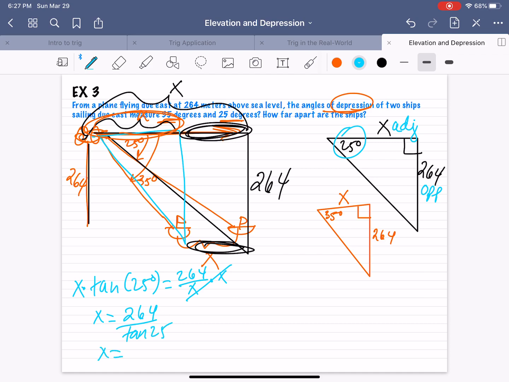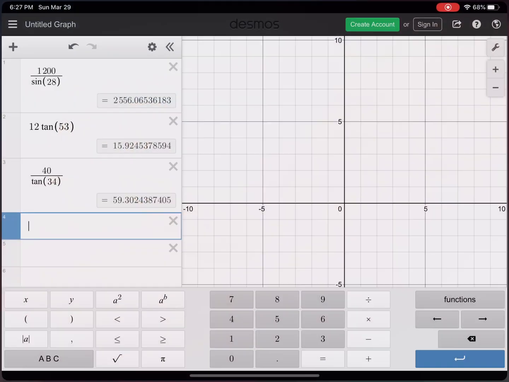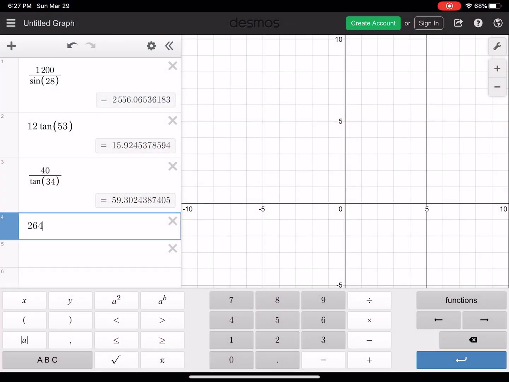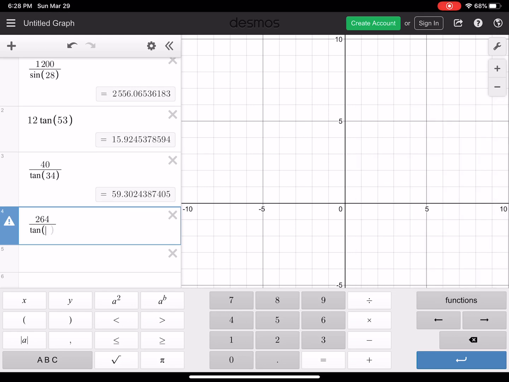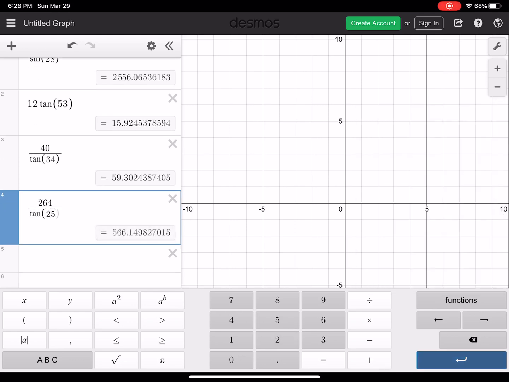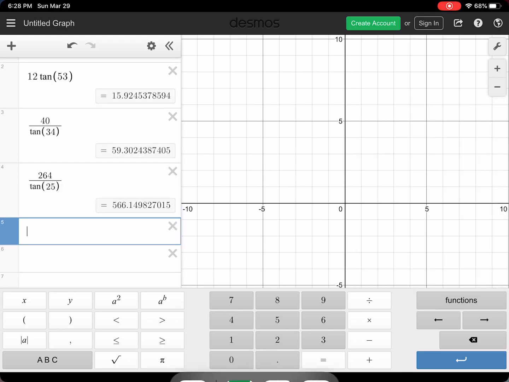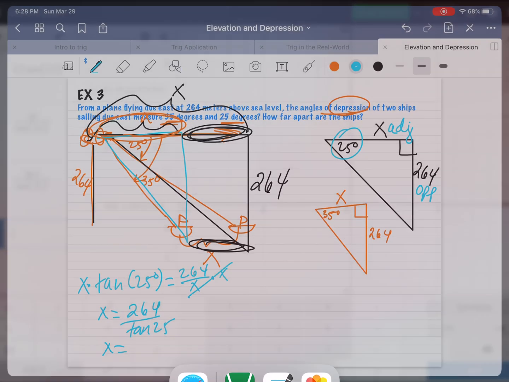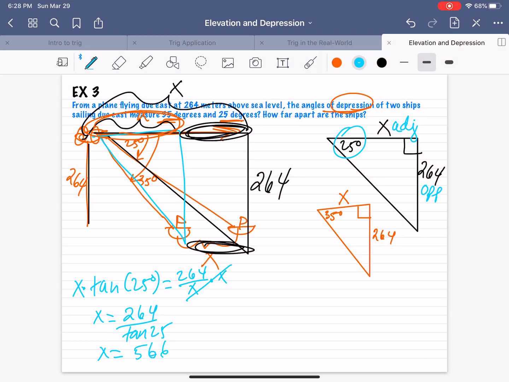And let's solve for the big distance. So 264 over tangent of 25. And that is 566. So that's our big distance.